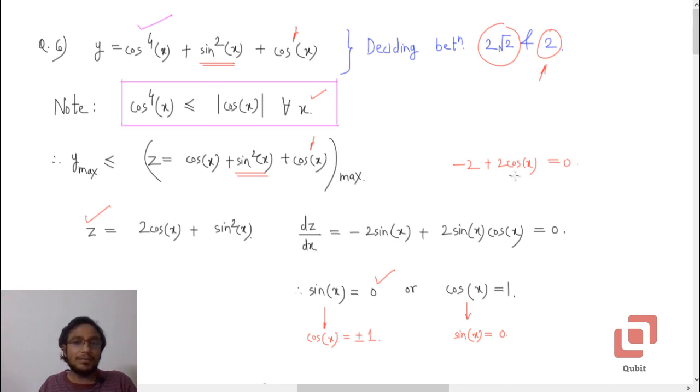Okay, so this means cos x has to be equal to 1. Now observe that if sin x is 0, then there are two possibilities: cos x can be plus or minus 1. And if cos x is 1, then there is only one possibility, that is sin x equal to 0. So within sin x equal to 0, both the local maximum and minimum have been covered, so there's no need to go to the second derivative test.